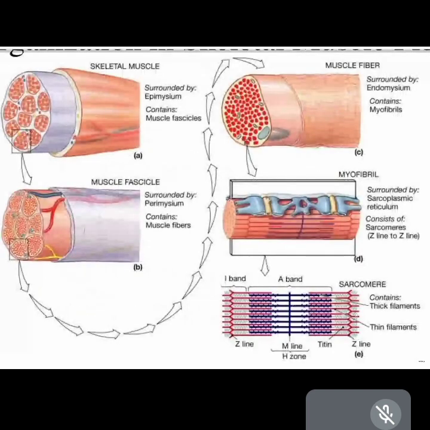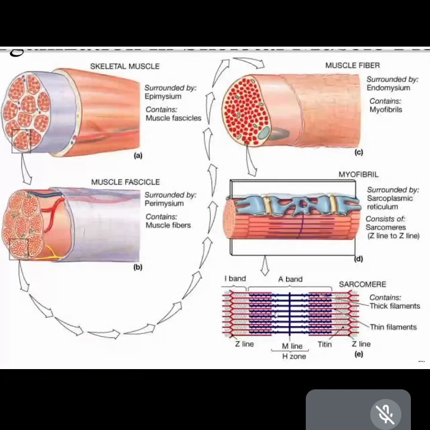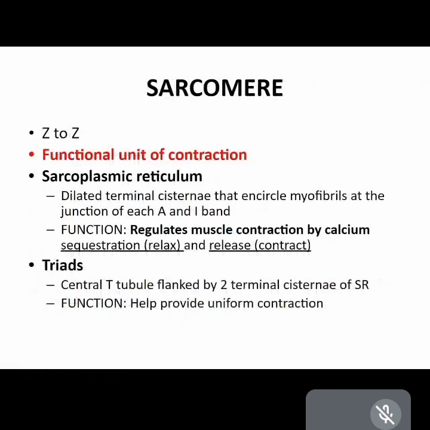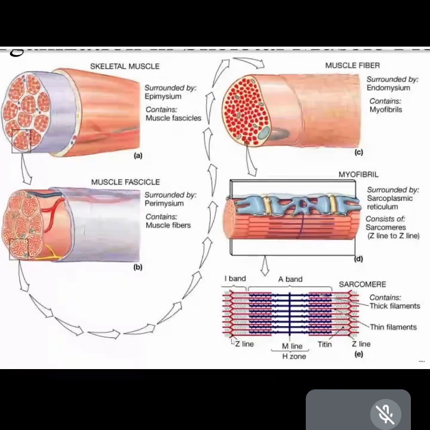You just go back to this picture. So the one that is not covered in the H band, these are light regions transecting the A band. And the M line, the narrow dark regions at the center of the H band. So H here is one, and then this is the M line transecting the H. Okay. Sarcomere is from Z to Z, from one Z line to another Z line, that is the whole entire sarcomere.